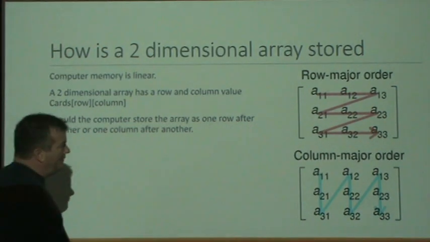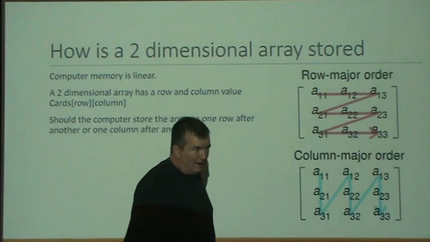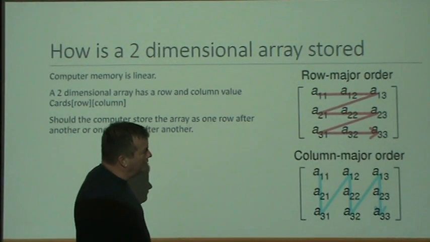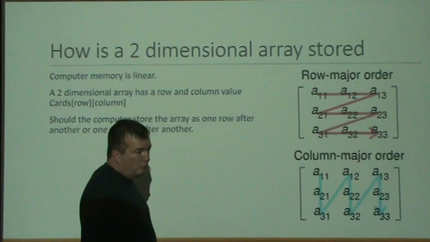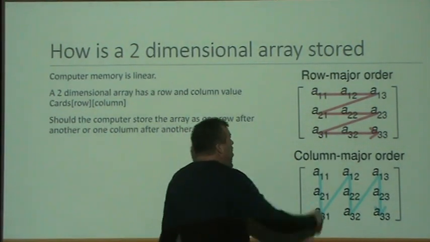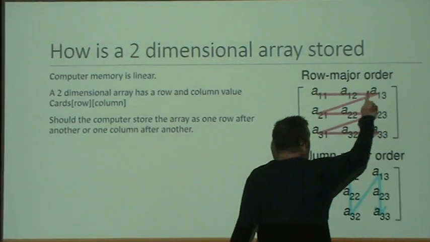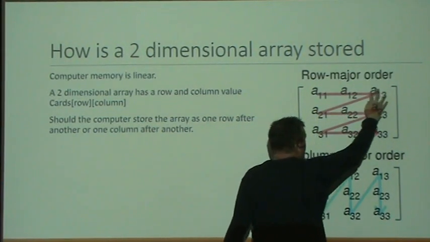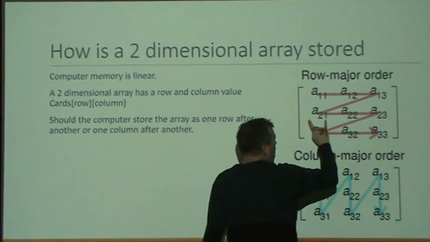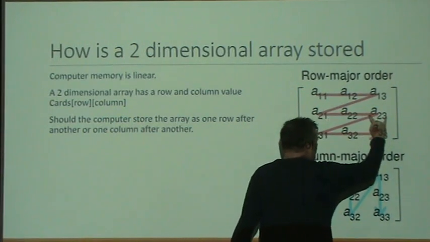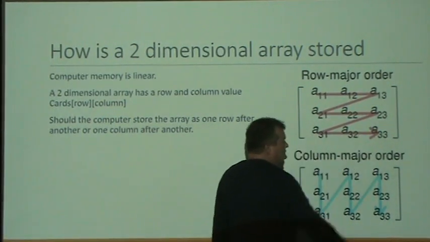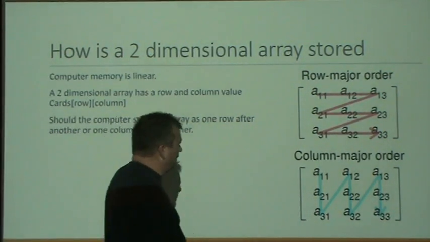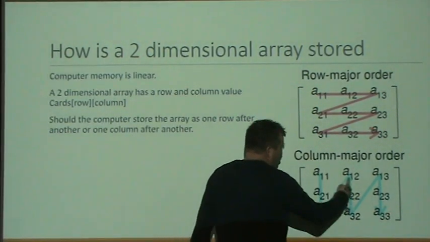So if you have a two-dimensional array, and you want to store values in row major order, you store the values across the first row. And then once the first row is finished, right after that, you start storing the second row. And when you get to the end of the second row, you then store the third row. You could also store the values in column major order.